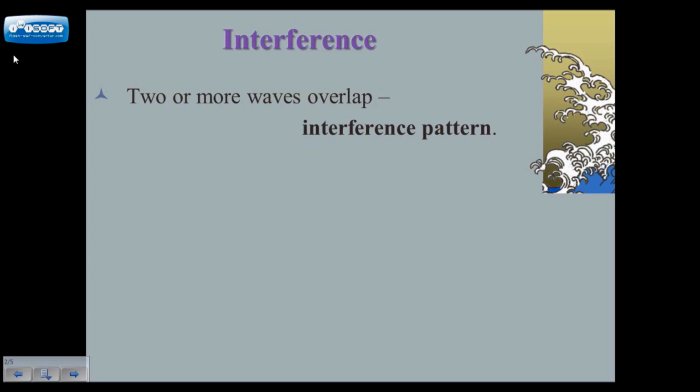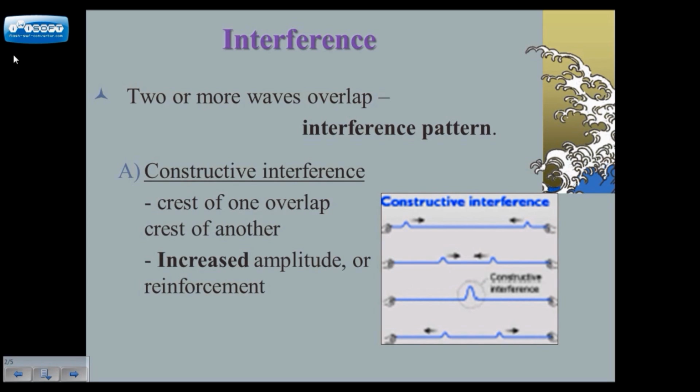So two or more waves overlap. And depending on how they overlap will tell us if it's constructive or destructive interference. So we'll start with constructive interference. Constructive interference is when we have two waves that overlap where the same component overlaps. So here, in a transverse wave, we have a crest that overlaps a crest.